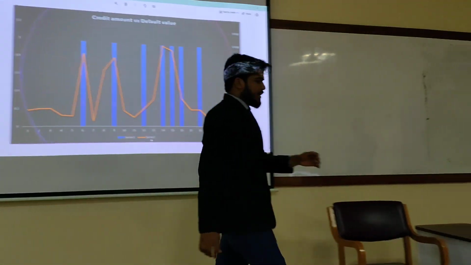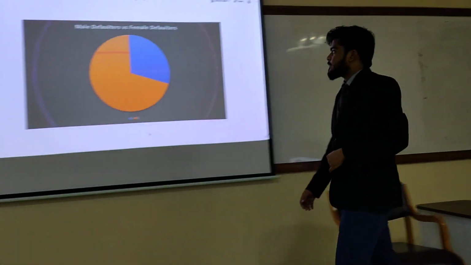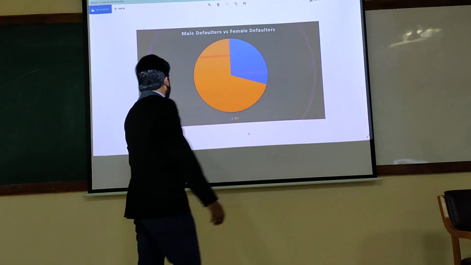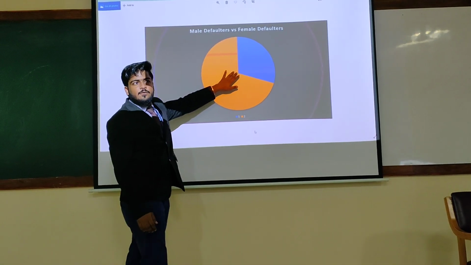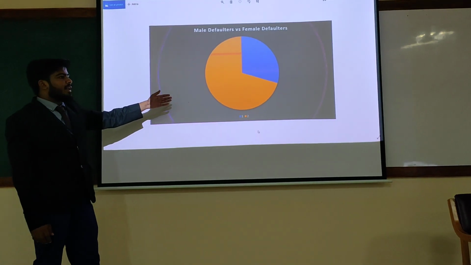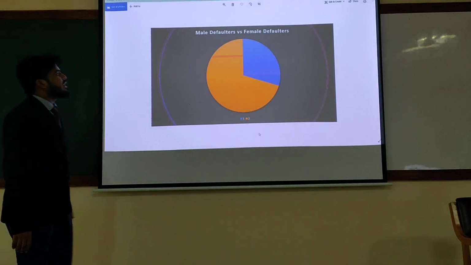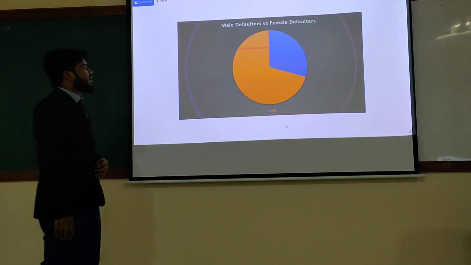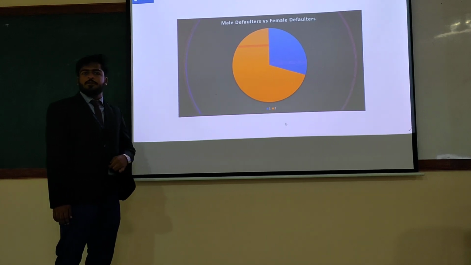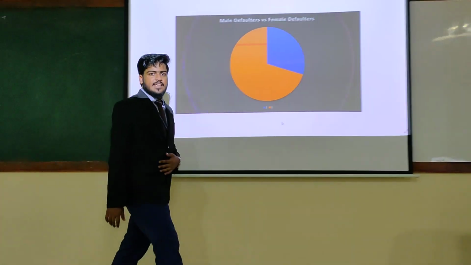Now coming to the next analysis, that is the male defaulters versus the female defaulters. Here, the orange represents the defaulters who were male, and the blue represents the defaulters who were female. By looking at this, it is clear that the probability of causing default by the male is much more than the female. So we can assume, as a probability, that if we give the loan to the female, it is much more assured to be paid back than to the male. The study says that only.